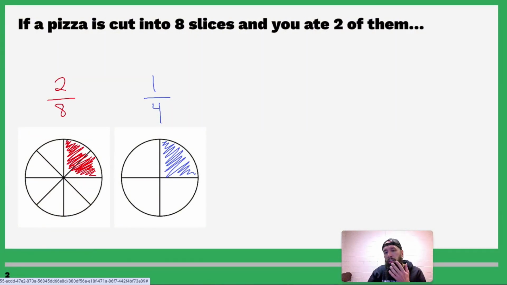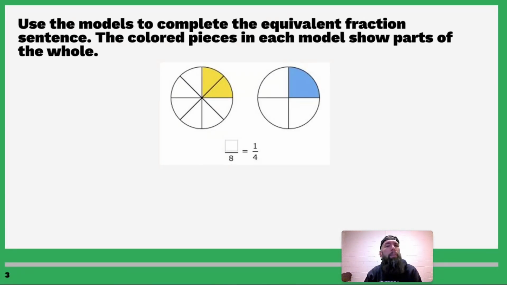Now, if you're looking at this and saying, interesting, it looks like if I take the blue fraction and multiply it by 2, 1 times 2 is 2, and 4 times 2 is 8, that kind of is nice. I mean, this is just 2 times that. Yes, it is. And in the next video, you're going to learn how to do that a whole lot more. But we're not there yet. We're just making equivalent fractions. We're just having fun here.